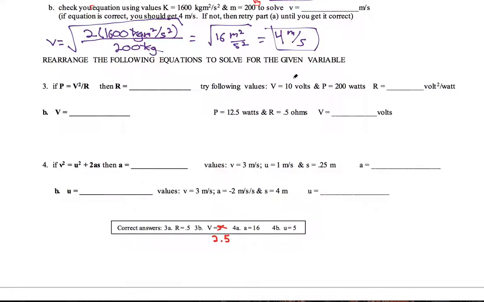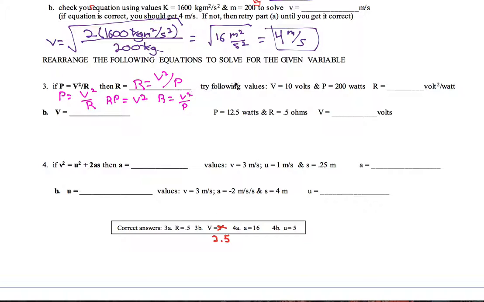All right, let's move down here. The following equations to solve: rearrange the following equations to solve for the given variable. Okay, so number 3, if P equals V squared over R, then R must equal, right, so let me rewrite this, P equals V squared over R. I can get R times P equals V squared, and then we want R by itself, so R would be V squared over P, so that must be what we want. R is V squared over P.